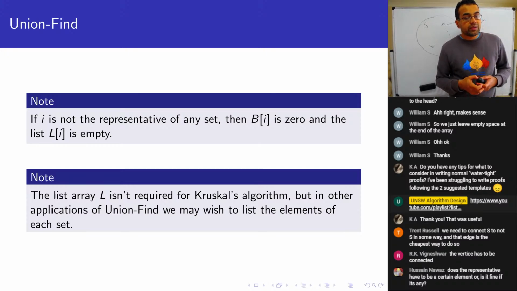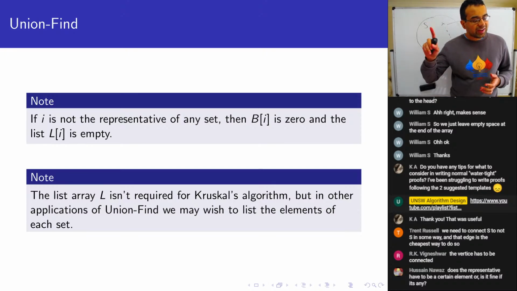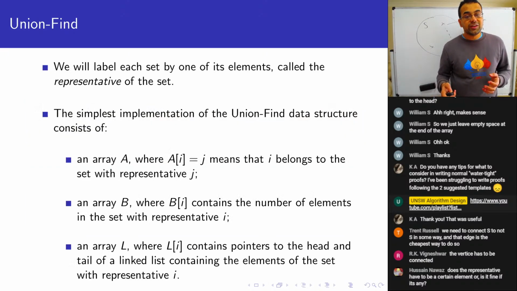Hussein asked, does the representative have to be a certain element, or is it fine if it's any? It's a good question. It's fine if it's any. For the definition so far, we're just going to say that the representative of the set is just some arbitrary element, but we're going to next talk about the implementation of those operations, and we're going to see that this does place some constraints on how we pick the representative.